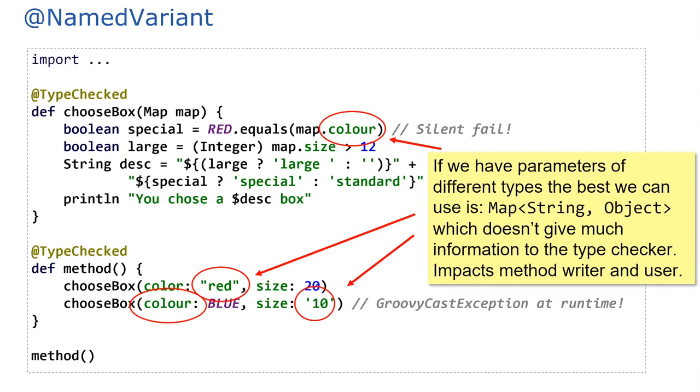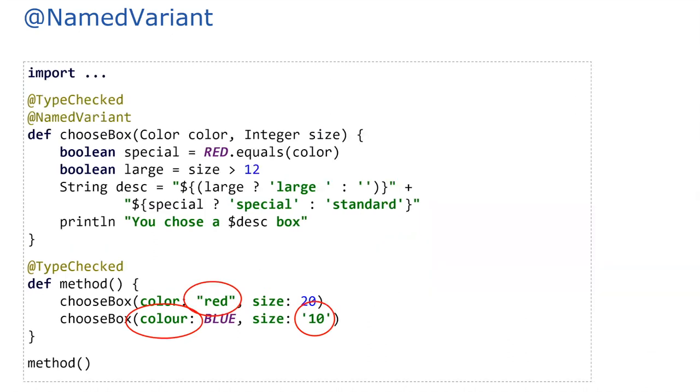And the user of this particular map method as well, they might do the same misspelling. They might specify the size as a string instead of a number. And again, type checking will say, yes, everything's fine, but then you'll get a Groovy cast exception at runtime. So yes, using this map style was a nice feature to get very fluent and nice looking ways to call my method, but I've lost some of the type safety that you'd expect to get. Well, that's what name variant is going to do.